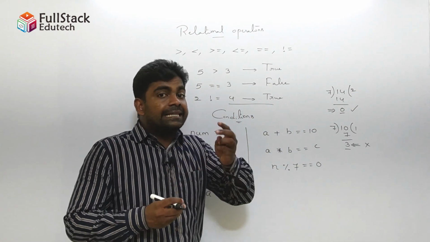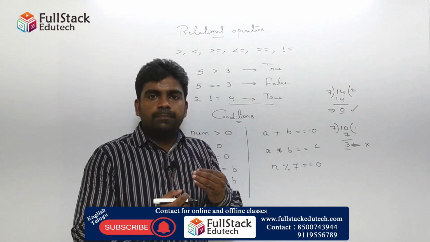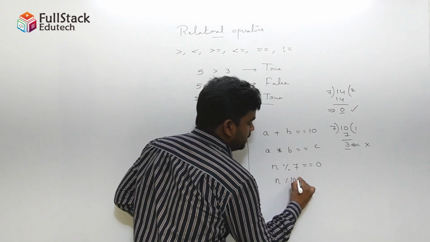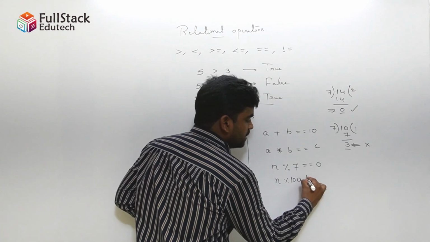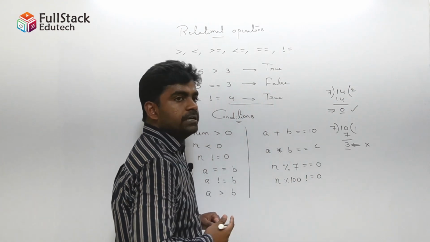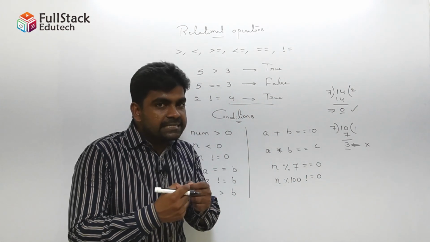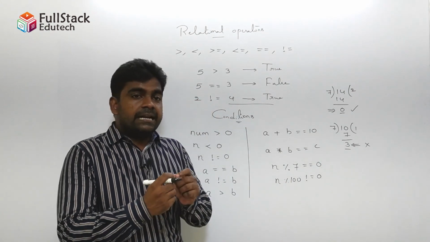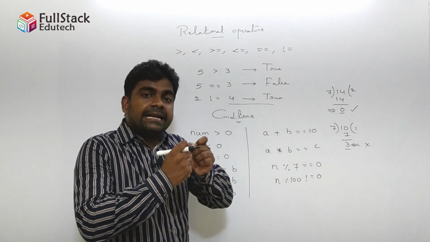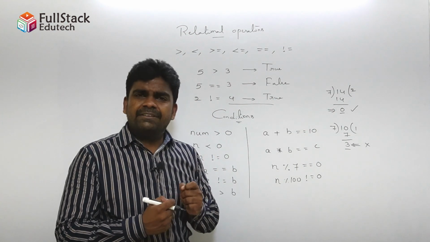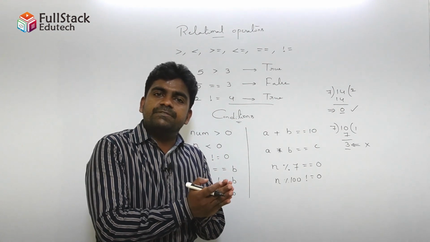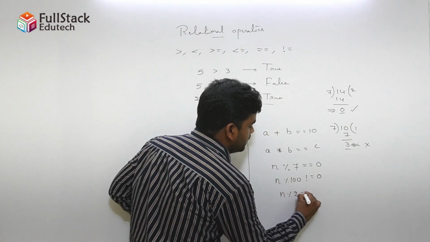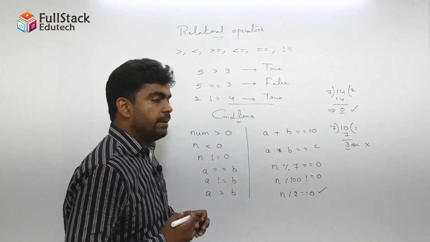How can you say that the number is not divisible by 100? The number mod 100, when you divide by 100, that remainder should not be equal to 0. Then we can say the number is not divisible by 100. Right? So when can we say that the number is even? An even number is a number which is divisible by 2. Suppose the number mod 2 equals 0, it's divisible by 2.